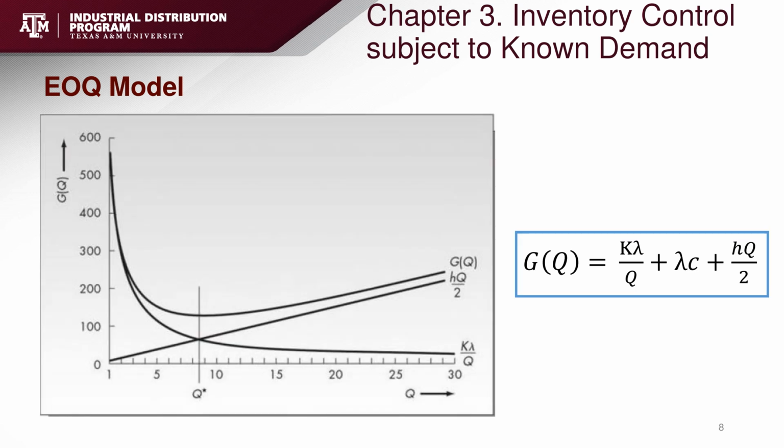Now, if you plot G of Q, you can actually see the trade-off play out. The setup curve, K lambda over Q, drops off fast as Q increases. The holding curve, HQ over 2, climbs in a straight line. And if you add them up, you get a U-shaped curve. High on the left because you're ordering constantly. High on the right because you're drowning in inventory, with a nice low point in the middle. And that low point, that's the Q we're after.